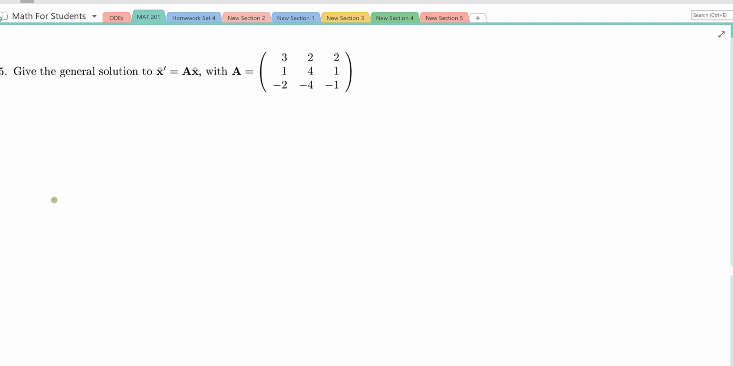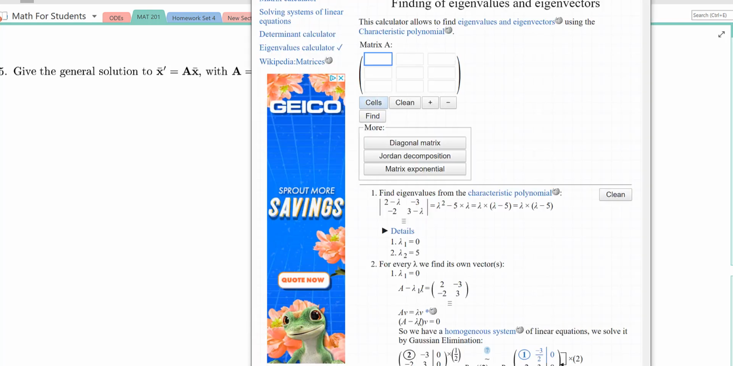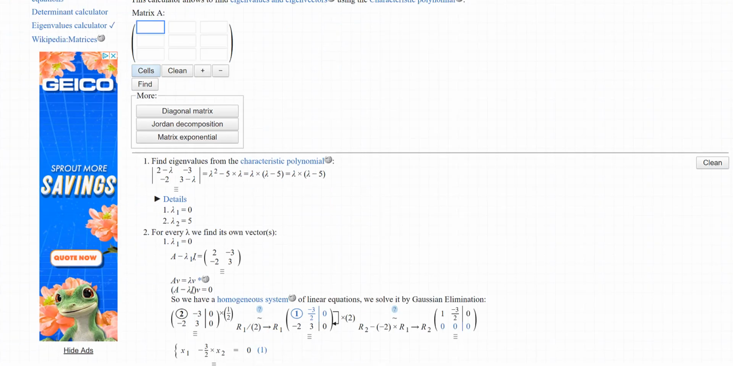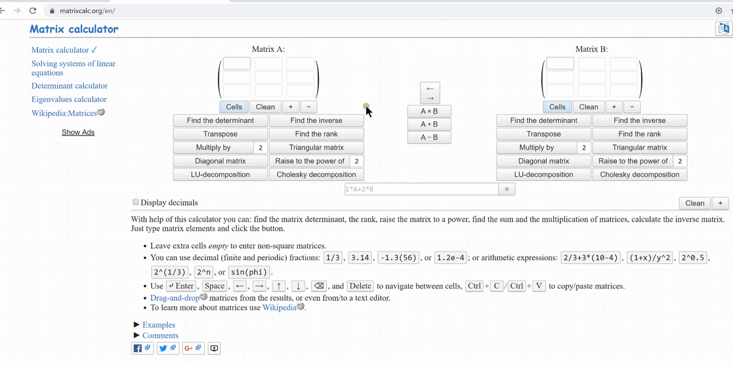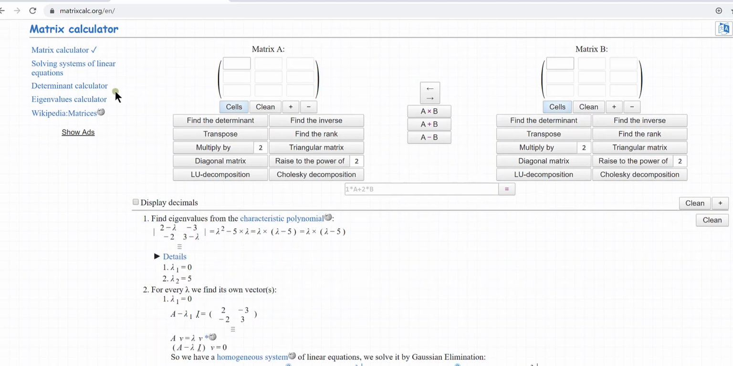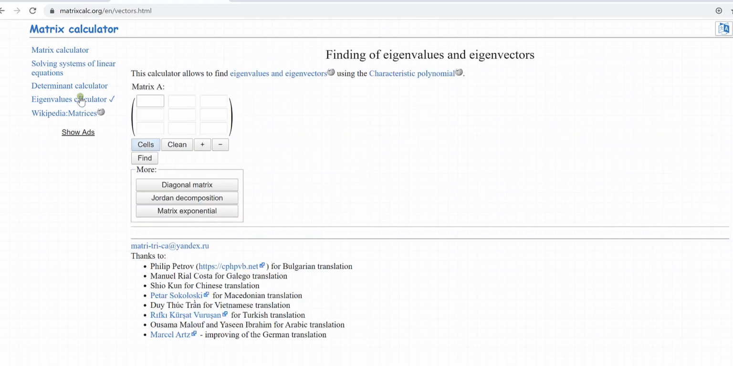As you can do in number 6, where I ask you to do this on your own, instead of computing these eigenvalues and eigenvectors by hand, I'm going to ask a computer to do it. So let's go to matrixcalculator.org. Let me pull that up. So here we are. Normally when you go to Matrix Calculator, this is the first page that is pulled up, and I'm going to click on the link for the Eigenvalues Calculator.